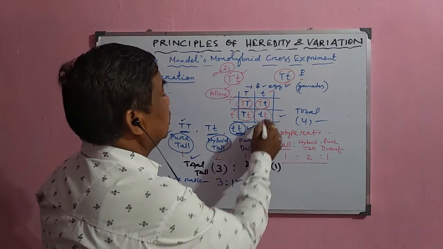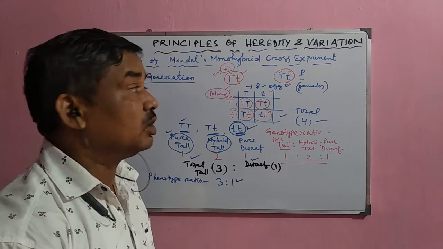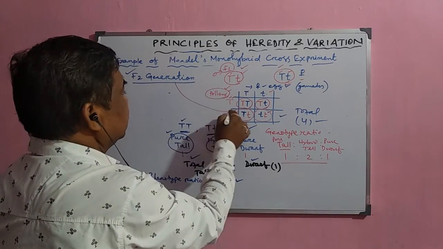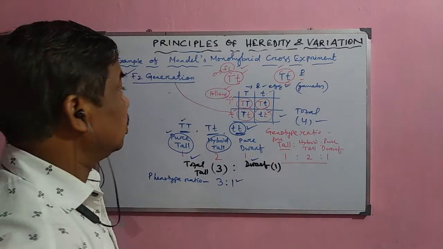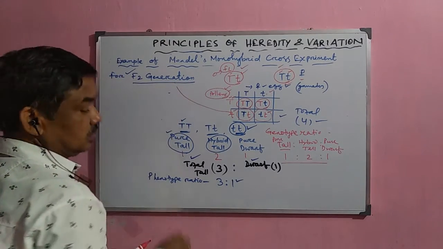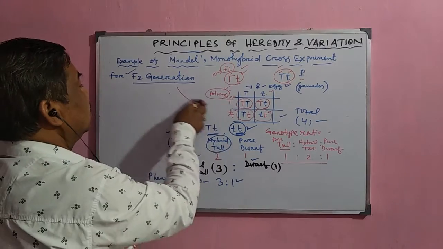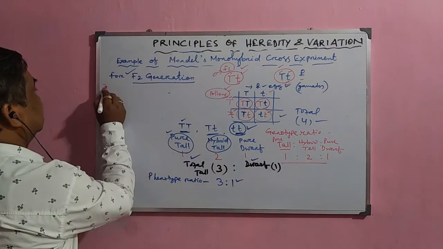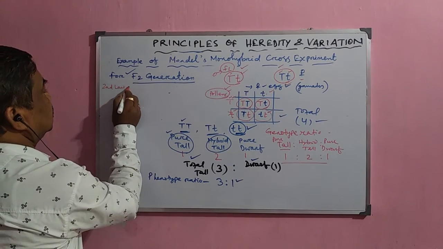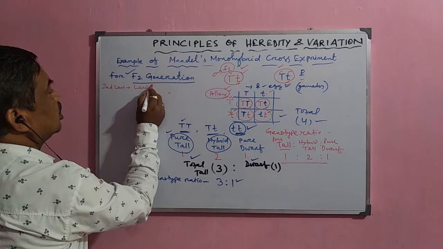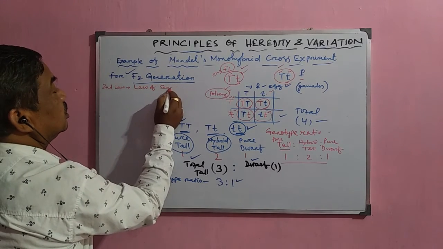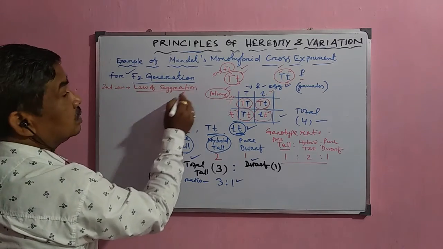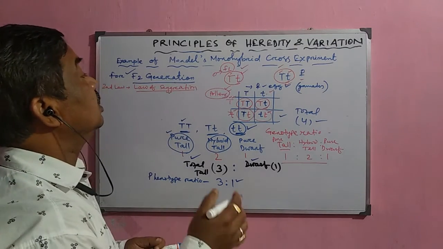So that is why the random combinations form. That is why the dwarfness character which was suppressed in the F1 generation appeared in the F2 generation. From this, Mendel derived his second law, that is called the law of segregation. Now what is this law of segregation? The law of segregation means the law of separation of the gametes.